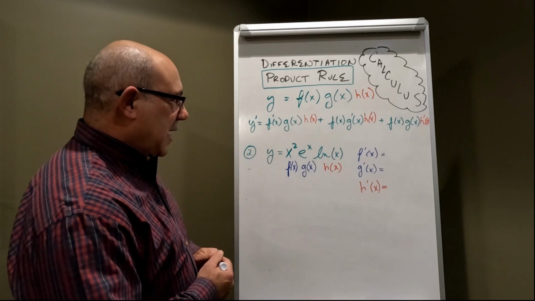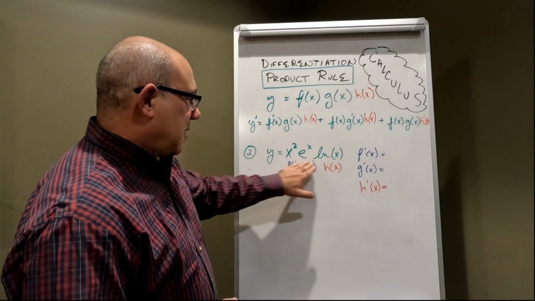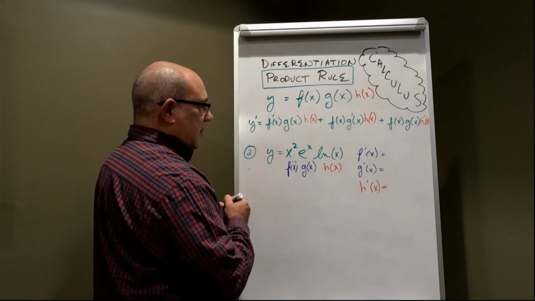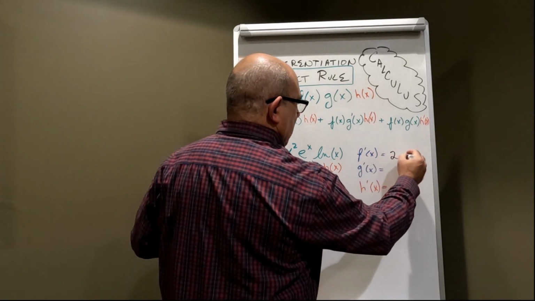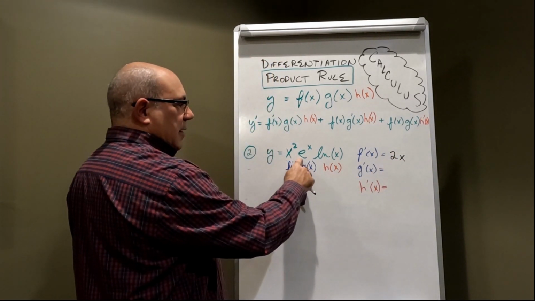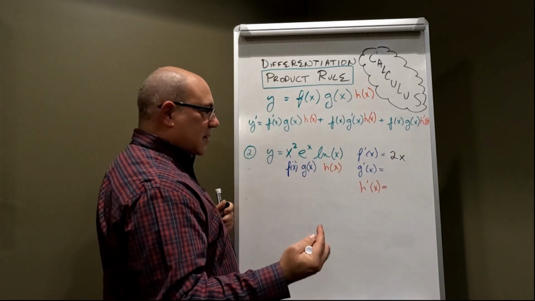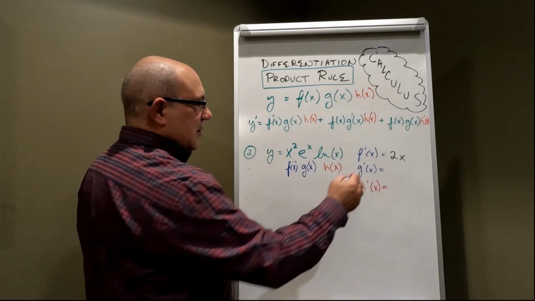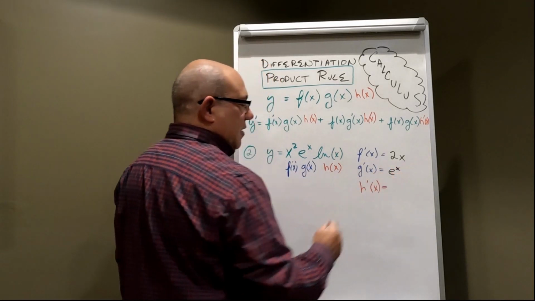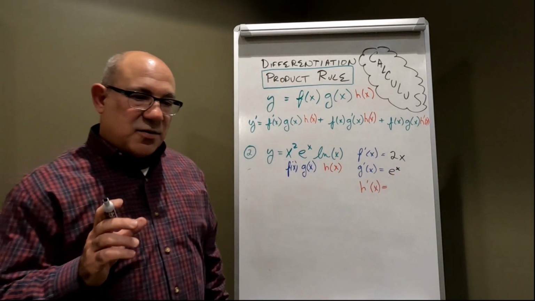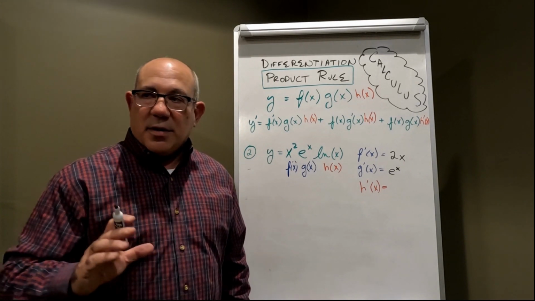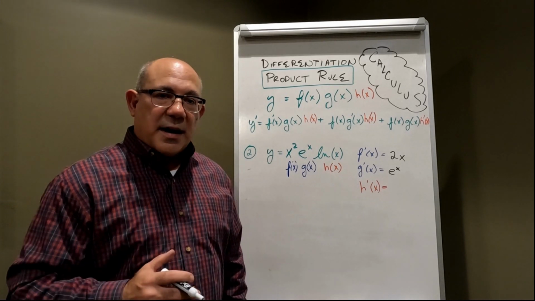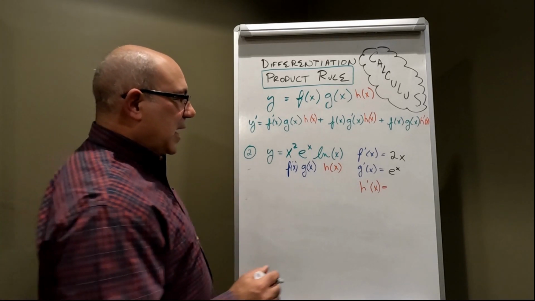So in this case, we have x squared e to the x log x as our function. And so if we want to take the derivative of each piece, which I assigned here, we'll get f prime of x, the derivative of x squared, is 2x. g of x is e to the x, and the derivative of that is actually e to the x. It's the same as it is. That's the interesting thing about the exponential function, is that its slope is equal to its value everywhere on this curve. And then h of x is log x, and the derivative of log x is actually 1 over x.